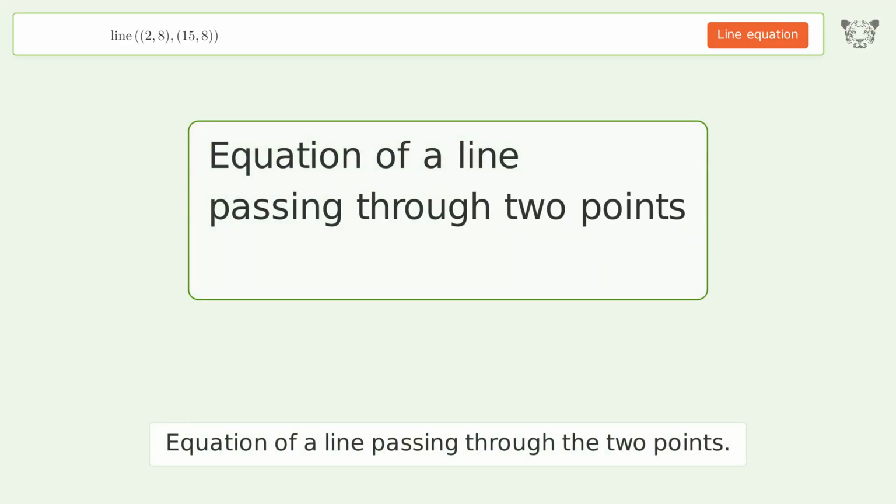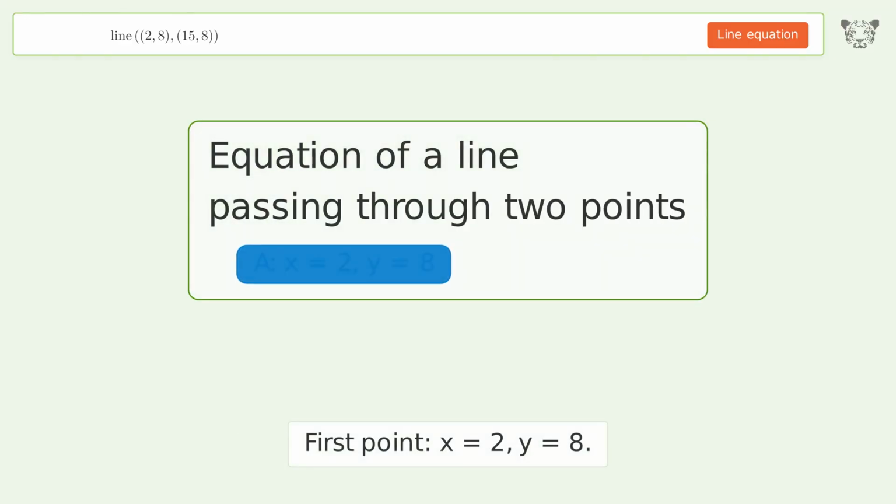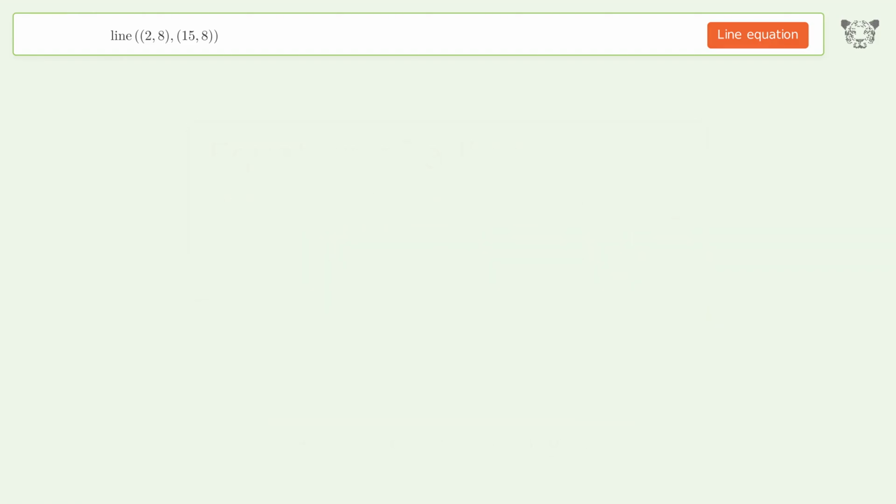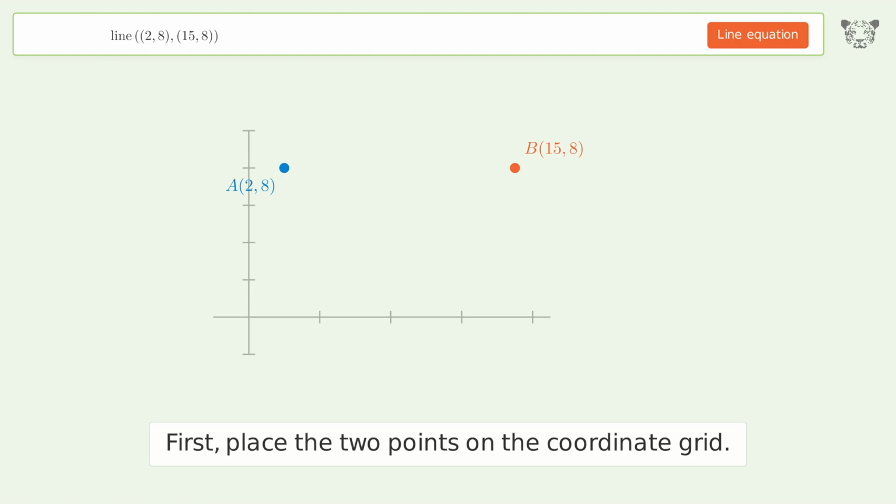Equation of a line passing through 2 points. The first point has x equals 2, and y equals 8. The second point has x equals 15, and y equals 8. First, place the 2 points on the coordinate grid.